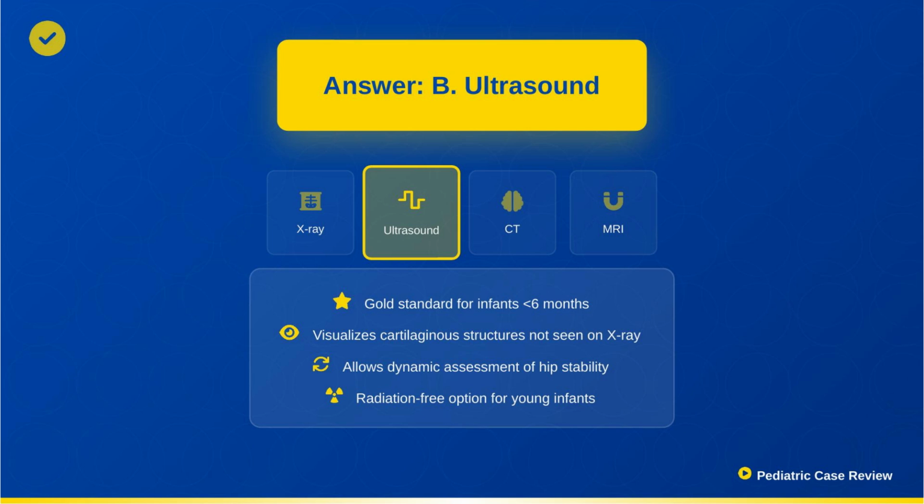Ultrasound. Ultrasound is the gold standard imaging modality for infants younger than 6 months of age. It can visualize the largely cartilaginous structures not seen on radiographs. Ultrasound also allows dynamic assessment of hip stability and provides a radiation-free option for young infants. Plain radiographs have limited value before ossification of the femoral head.